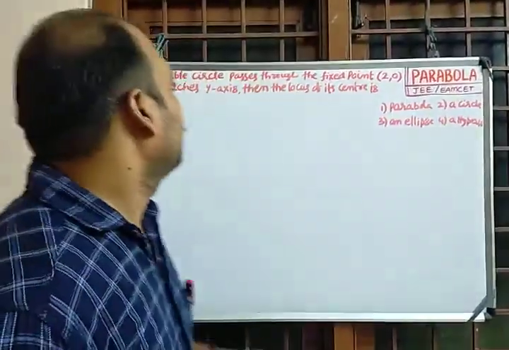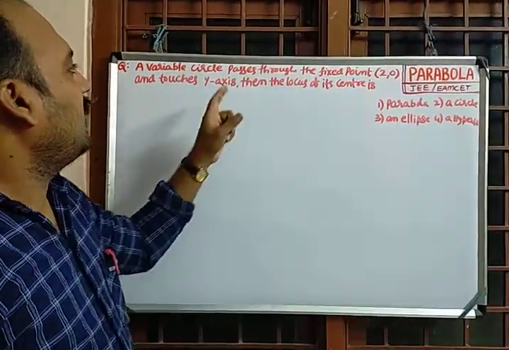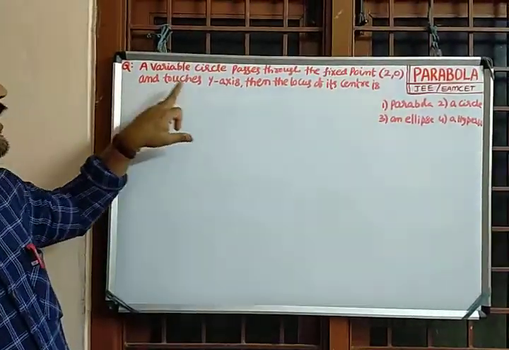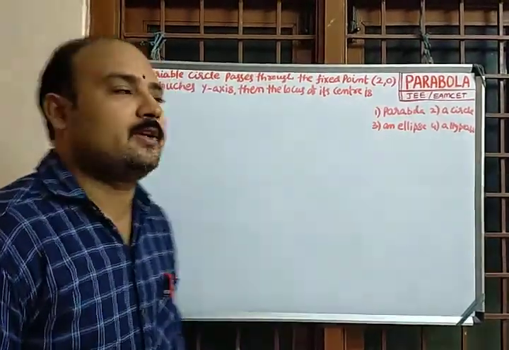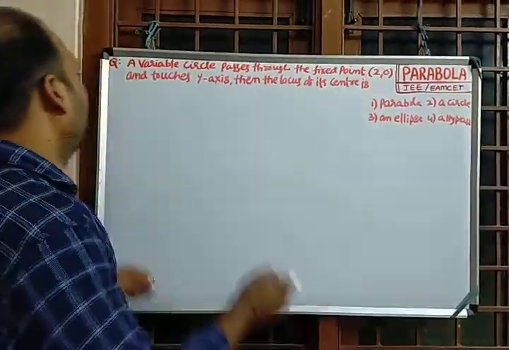Next question. A variable circle passes through the fixed point 2, 0 and it touches y-axis, then the locus of its center is. First, a variable circle, that means the general equation of circle.